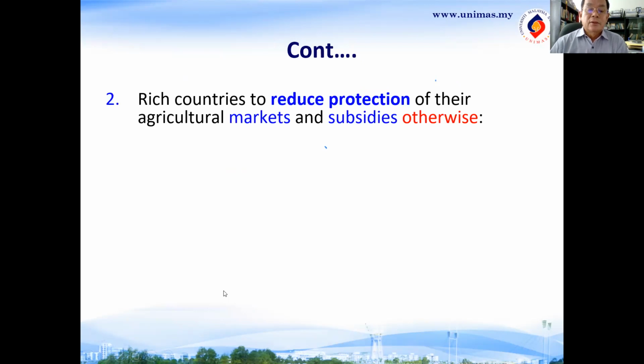Right, so itu yang pertama, ya, debt cancellation. Yang keduanya adalah strategi yang kedua is for rich countries to reduce protection of their agriculture markets and subsidies. Ya, itu yang kita bincang minggu lepas lah. That in order for the poor countries ataupun less developed countries to generate more income to trade, the rich countries have to reduce protection against imported goods ataupun services.